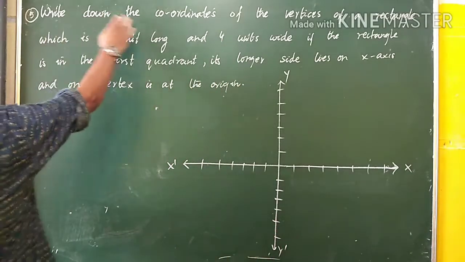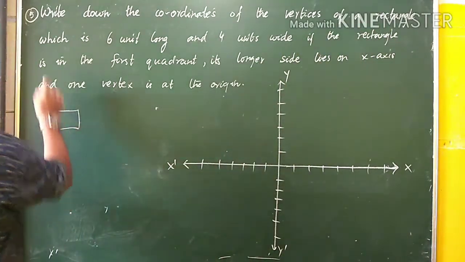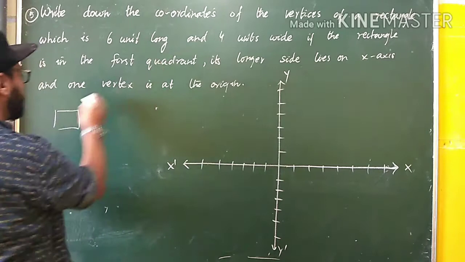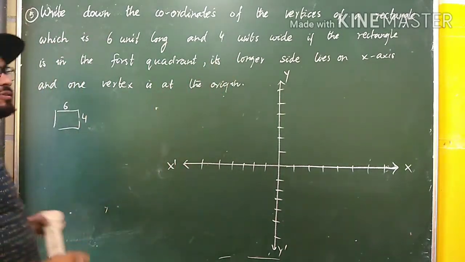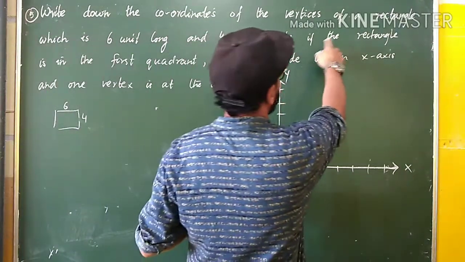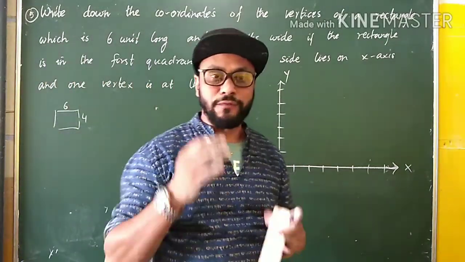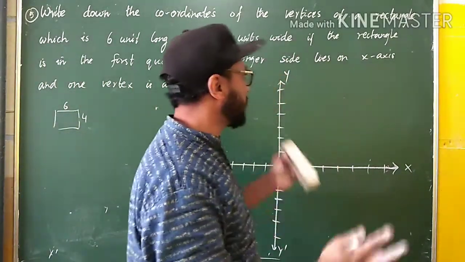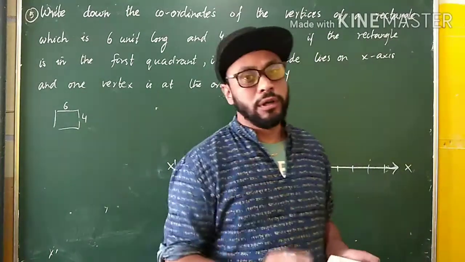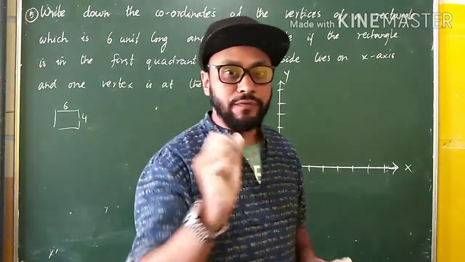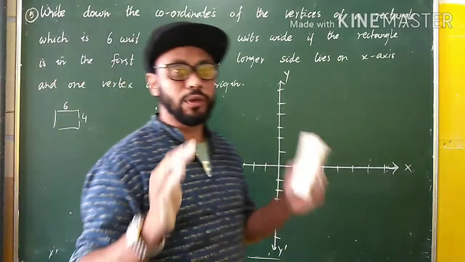It says write down the coordinates of the vertices of a rectangle. Keep this in mind, rectangle, which is 6 unit long. So the length is 6 unit and 4 unit wide. So the breadth is 4 unit. If the rectangle is in the first quadrant, so this is also what we have discussed in the first video. So if you don't know what are coordinates, what are quadrant, what are abscissa, please go and watch the first video. Alright, so that will give you all the idea of the important terms that are related with the chapter.